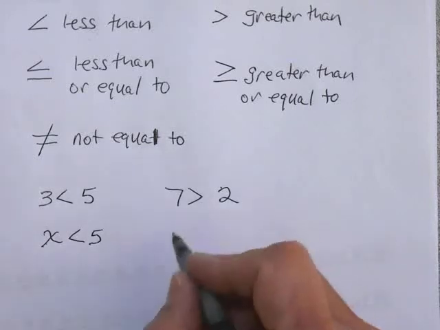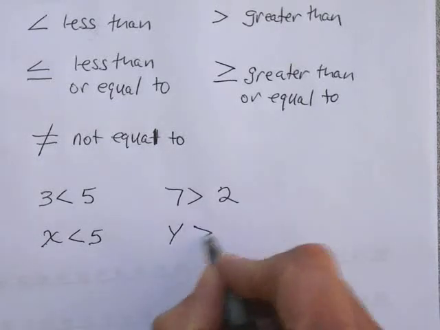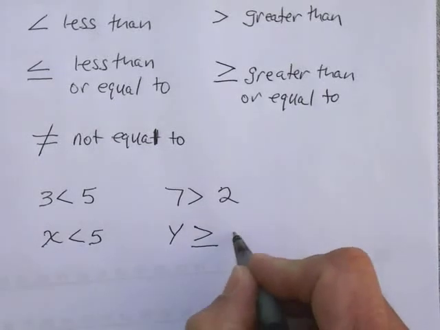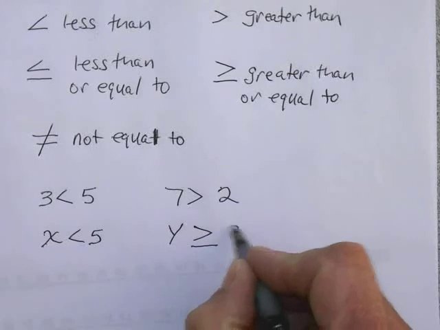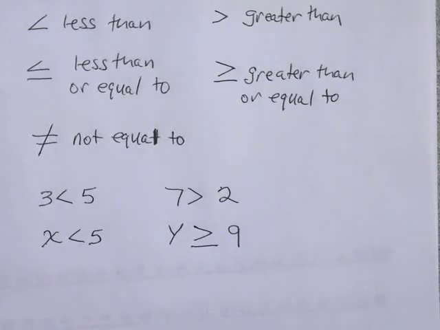Or if we had y is greater than or equal to, let's say 9. This would mean that y is greater than or equal to the number 9. In other words, all numbers including 9 and all numbers to the right of 9 into infinity. All right, let's take a look and see what one of these solutions, or both of them perhaps, would look like on a graph.